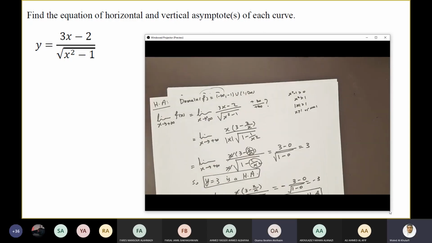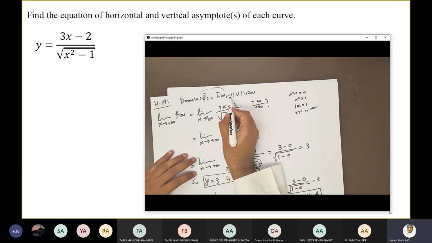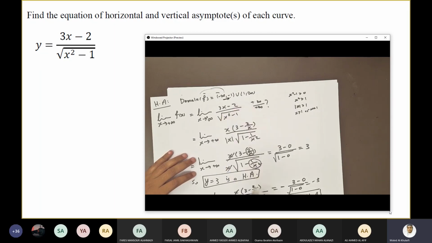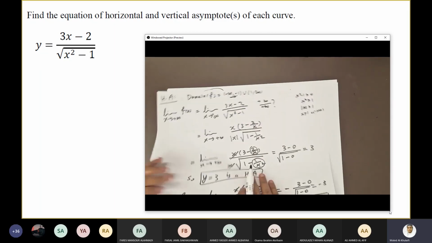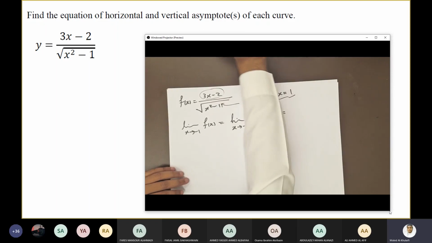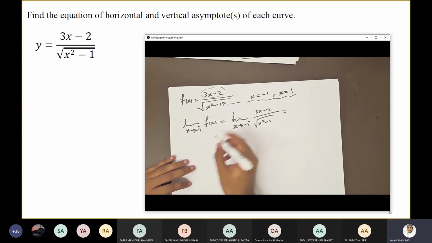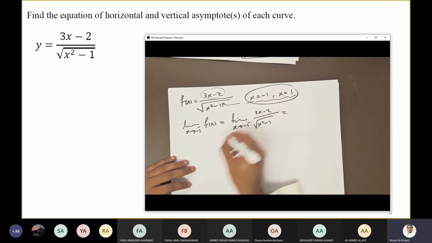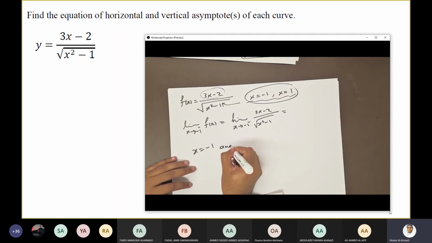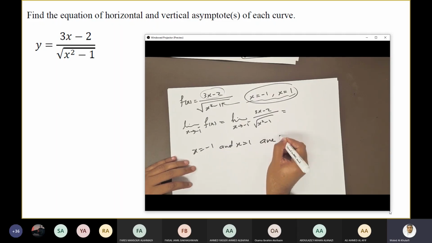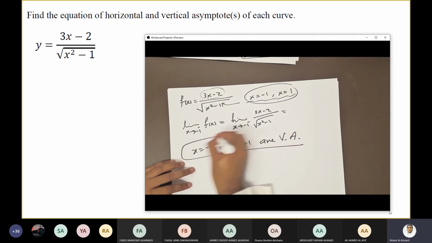Right. So I go back to the domain and look at negative 1. I must go from the left. So here, I must go from the left. But anyway, you will get plus or minus infinity at the end, and here you must go from the right. So x equal negative 1 and x equal 1 are vertical asymptotes.